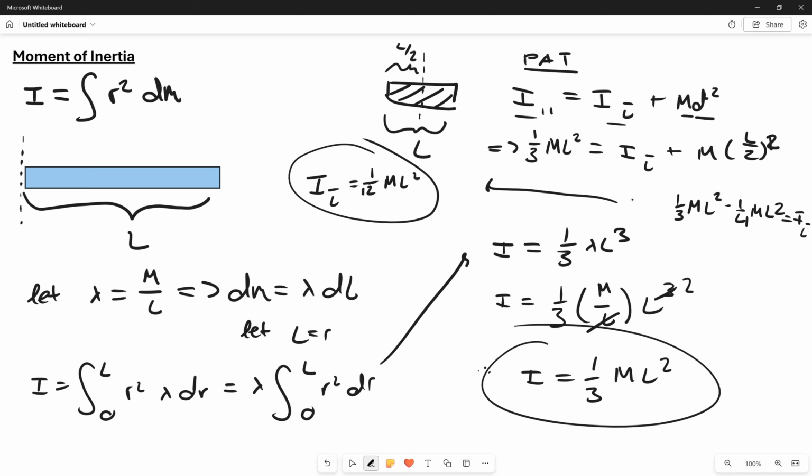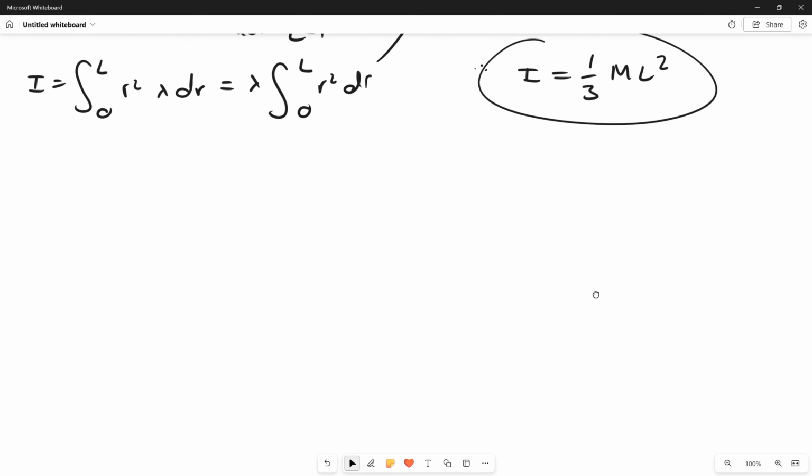So that is the center of mass for this rod, very thin, about its center of mass. Okay, that's the first example. I'm going to do another example, and it's going to be a little bit different.